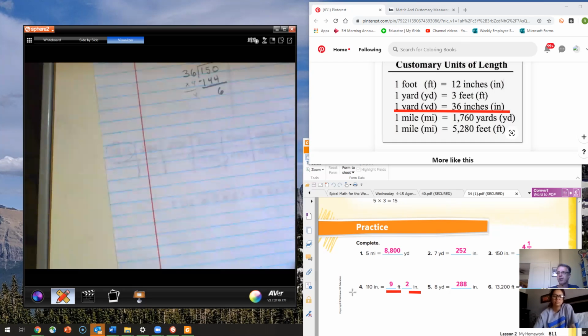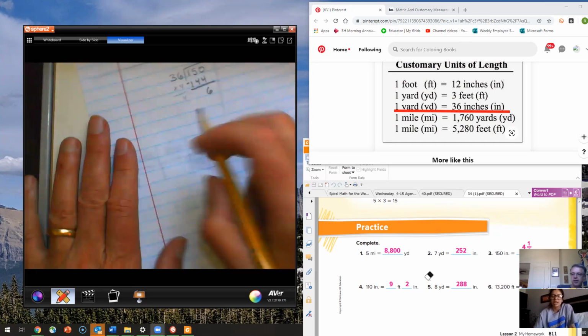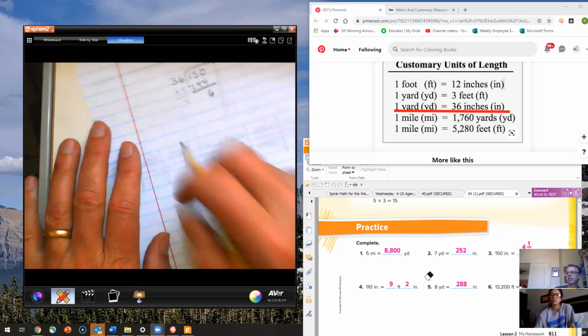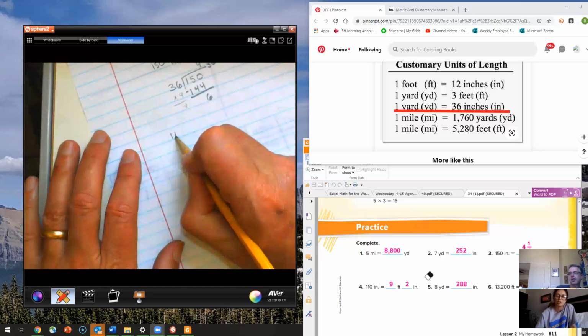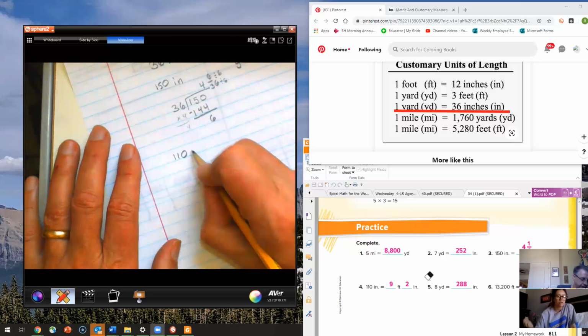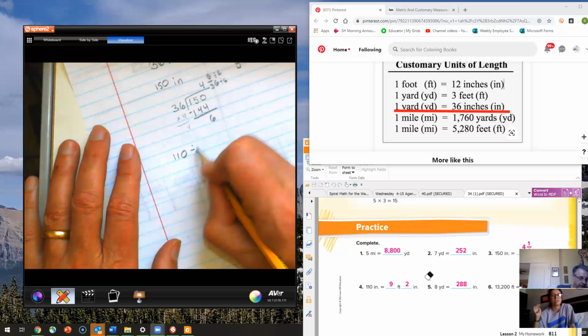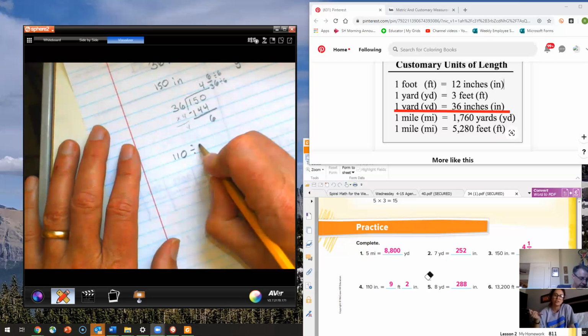All right, so what about number 4, Ms. Garcia? We just talked a little bit about it. All right, so for number 4, it says 110 inches equals blank feet and blank inches. You should have gotten 9 feet and 2 inches. Since we are going from a smaller unit of measurement, inches, to a bigger unit of measurement, feet, and there are inches next to the feet, hint, hint, you are going to have a remainder.